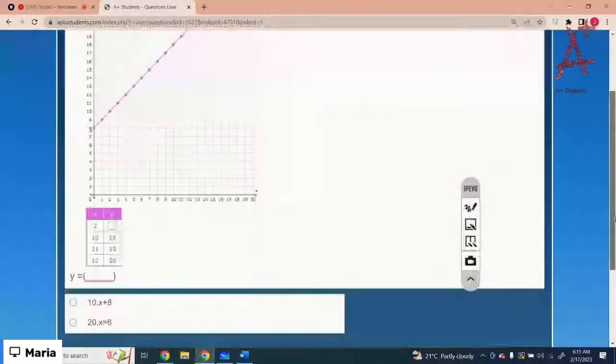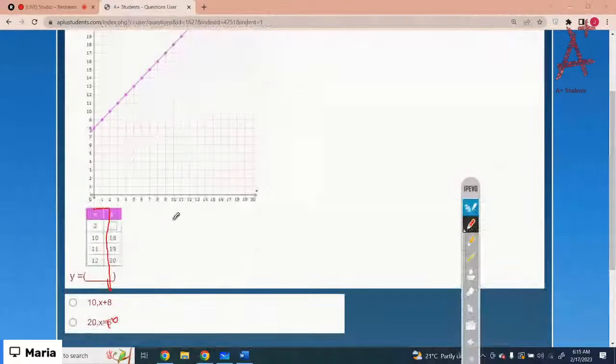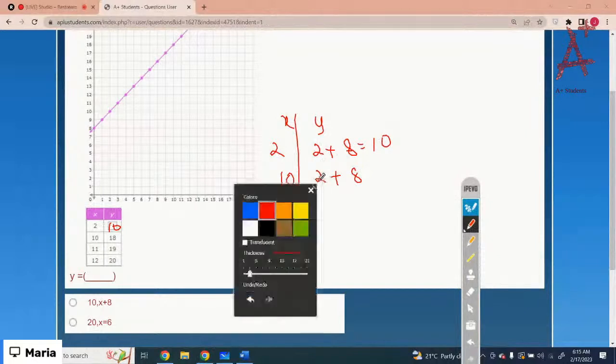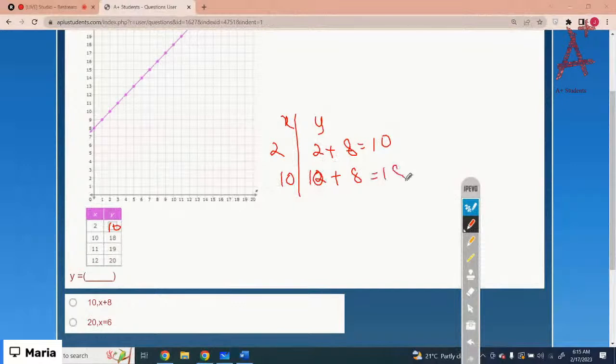So let's just find the relationship. When x is 2, y is 10. Okay, so find the relationship. X is 2, y is 2 plus what number equals 10? 2 plus 8 is 10. When x is 10, it would be 10 plus 8 equals 18. Then 11 and 11 plus 8 equals 19. Then you have 12 and 12 plus 8 equals 20.